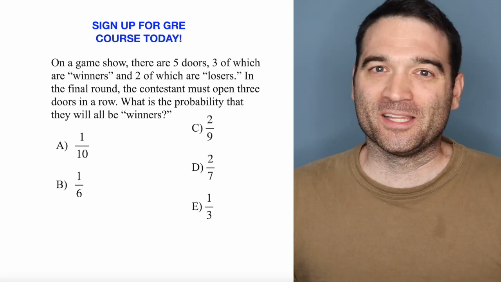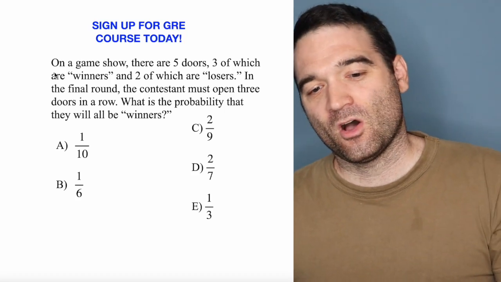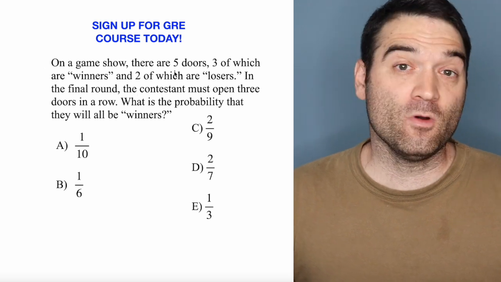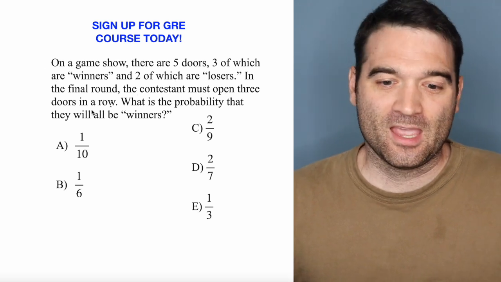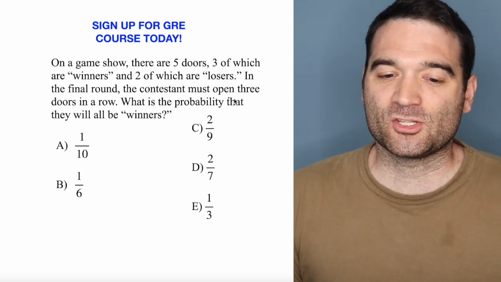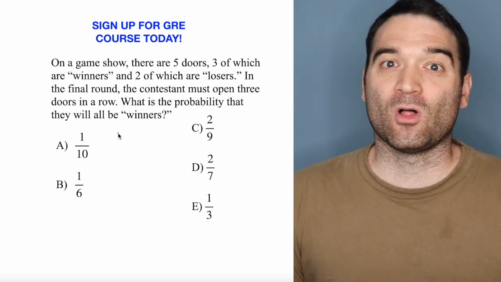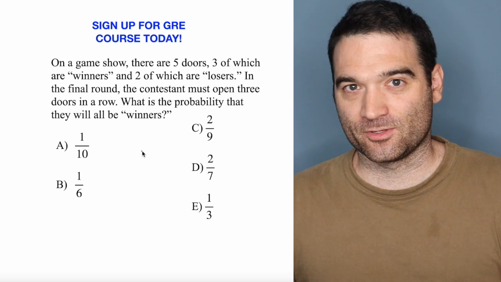Here's a GRE probability question. Let's take a look. On a game show, there are 5 doors, 3 of which are winners and 2 of which are losers. In the final round, the contestant must open 3 doors in a row. What is the probability that they will all be winners?